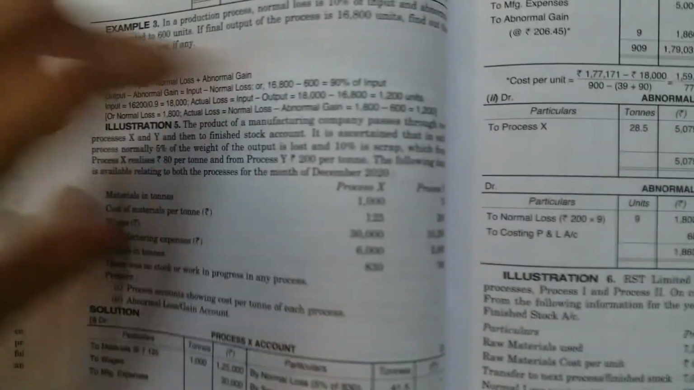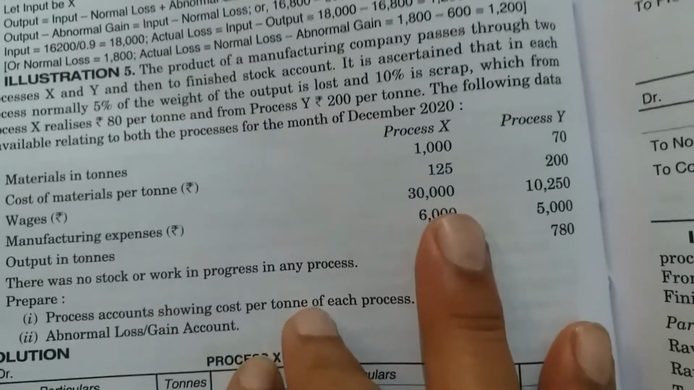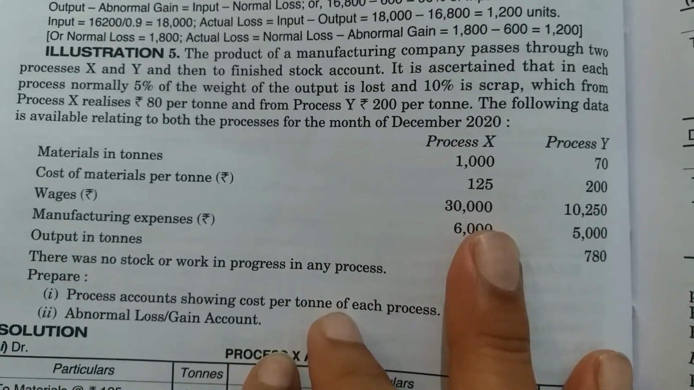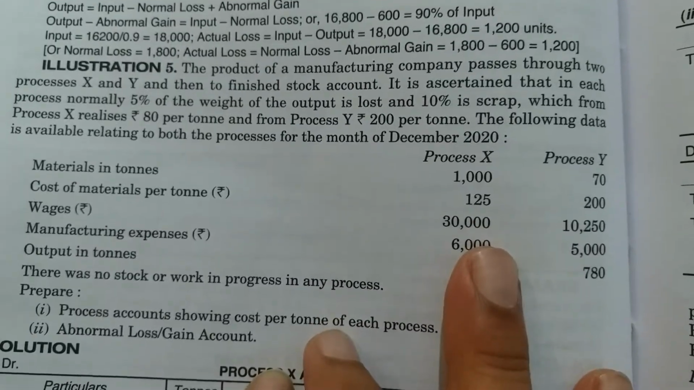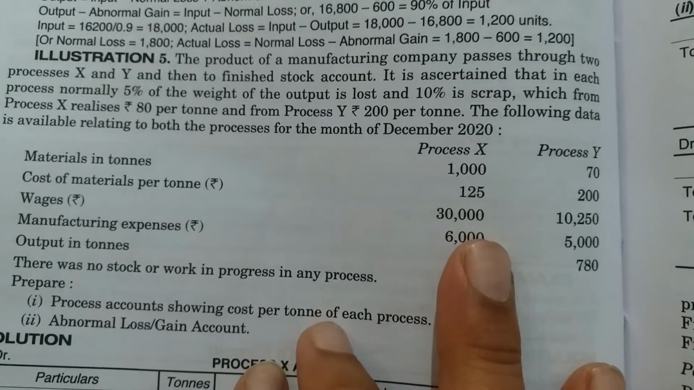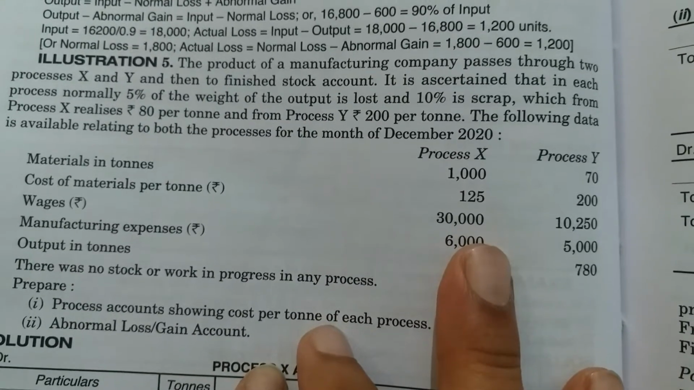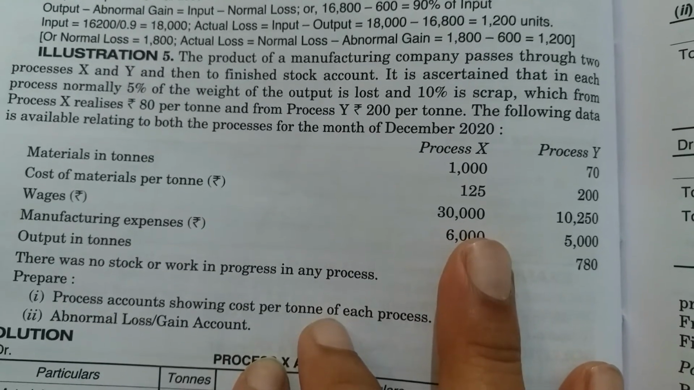So let me take up a numerical and show you its big picture also, so that you can do it. Okay, so this is chosen, let us read. So over here we have the illustration. The product of a manufacturing company is passing through two processes X and Y, and then it goes to the finished stock account. It is ascertained that in the process normally 5% of the weight of the output is lost.